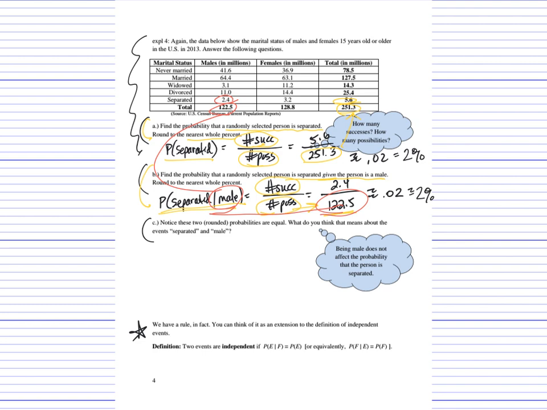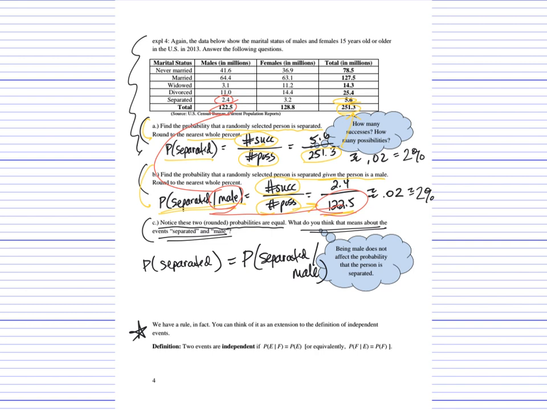Now, Part C says, notice these two, as they are rounded, probabilities are equal. What do you think that means about the events separated and male? Let's think about this. The probability of being separated is essentially equal to the probability of being separated, given that you're male.